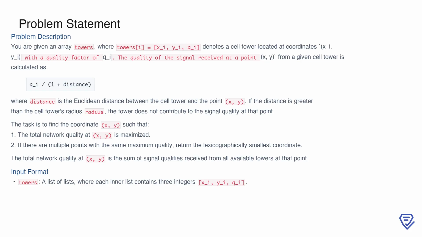The goal is to find the point (x, y) with the highest total network quality, which is the sum of the signal qualities from all towers within range. If there are multiple such points, we are required to return the lexicographically smallest coordinate.